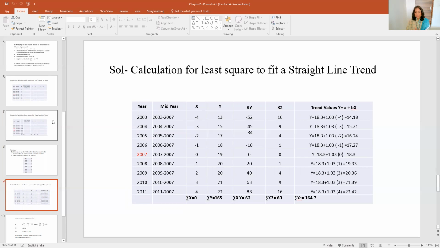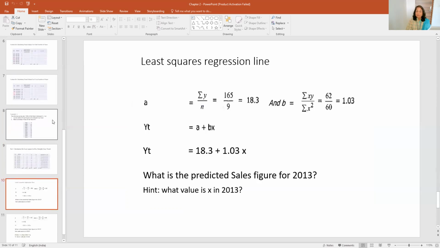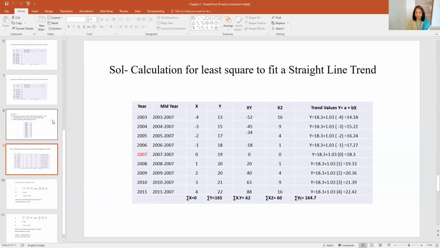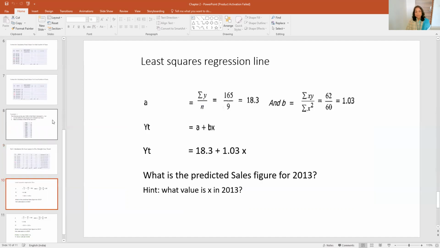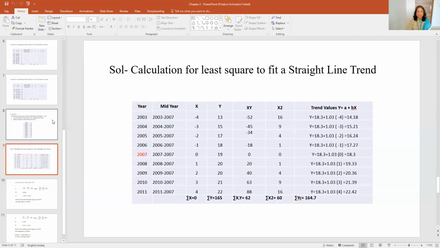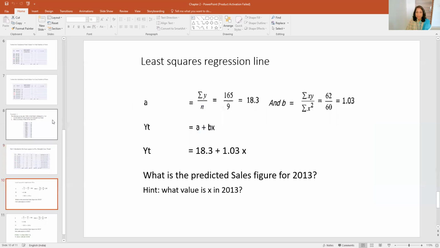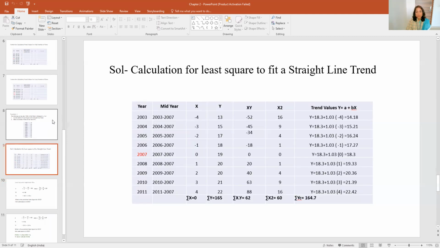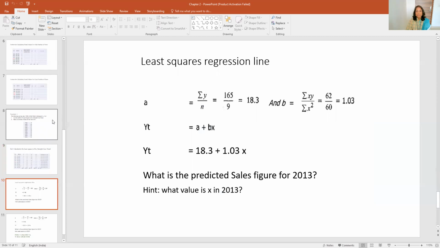After that, leave the trend values for now. Then we will calculate the value of A and the value of B. The formula for A is summation of Y divided by N. Here the summation of Y we calculated is 165, so 165 by 9 gives 18.3. And the formula for B is summation of XY divided by summation of X square. Summation of XY we got is 62 and X square is 60, so it will give you 1.03.